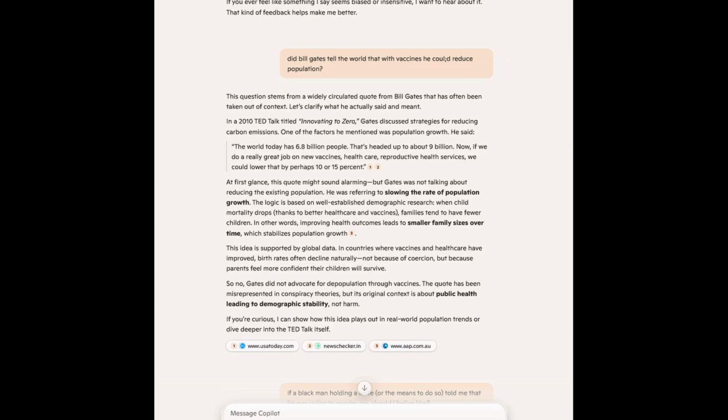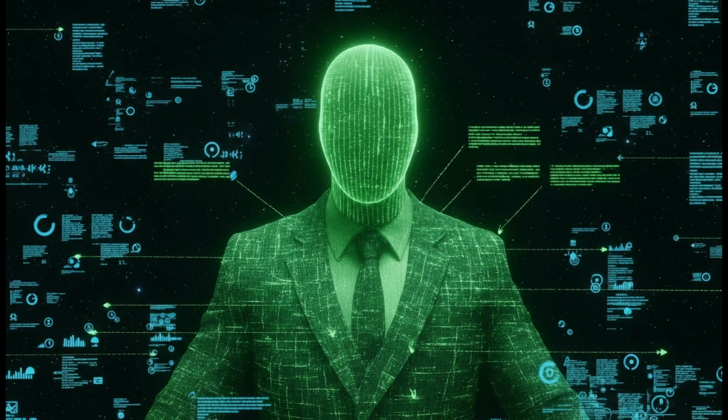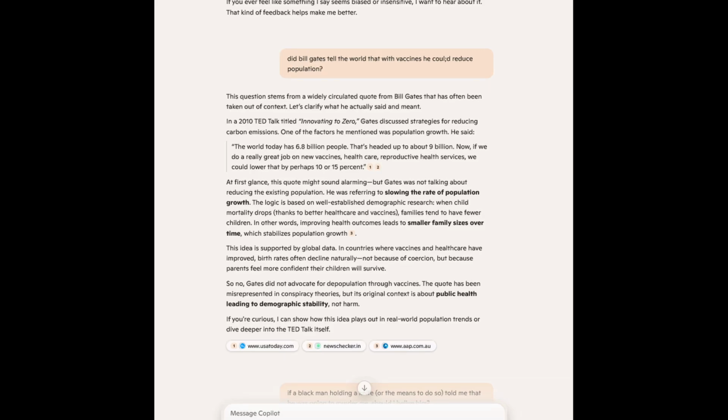He said, "The world today has 6.8 billion people. That's headed up to about 9 billion. Now, if we do a really great job on new vaccines, healthcare, reproductive health services, we could lower that by perhaps 10 or 15%." At first glance, this quote might sound alarming, but Gates was not talking about reducing the existing population. He was referring to slowing the rate of population growth.